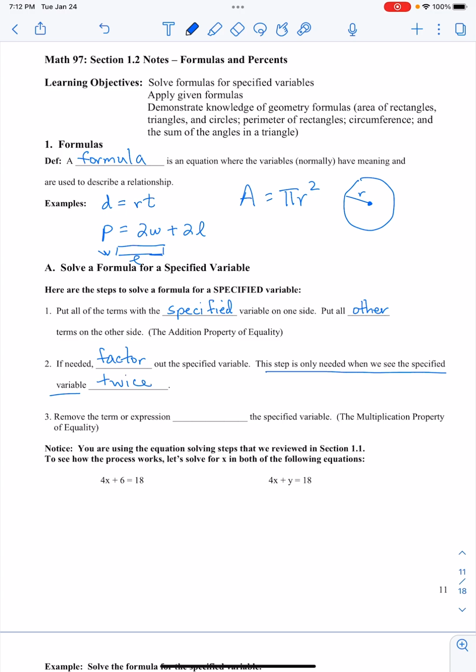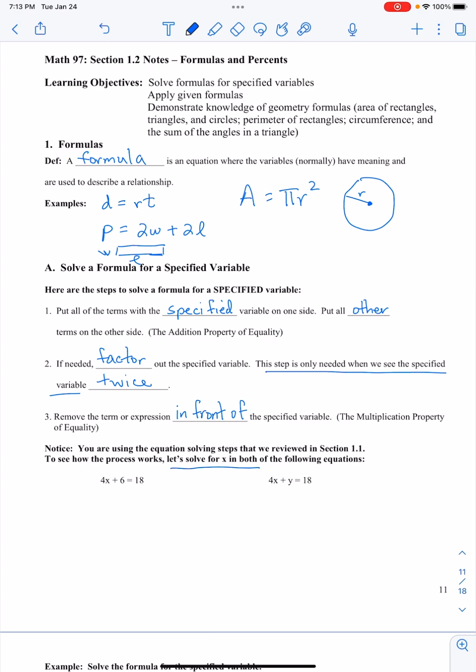Then you remove the term or expression in front of the specified variable. So we're going to use all the same solving skills we've learned in section 1.1. It's just we're going to see formulas, so they're going to have a lot more letters in them. So to see how the process works, we're going to take two equations here at the bottom of the page and work to solve both of them for x. So that means x needs to be alone on one side.